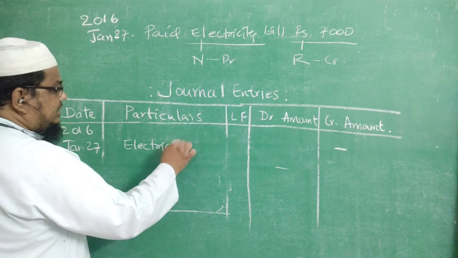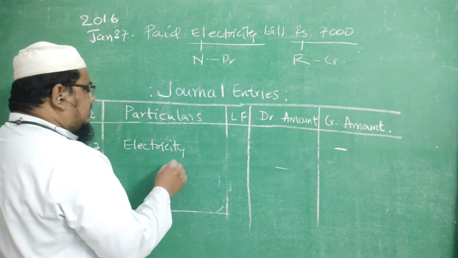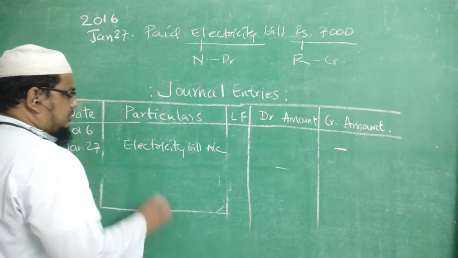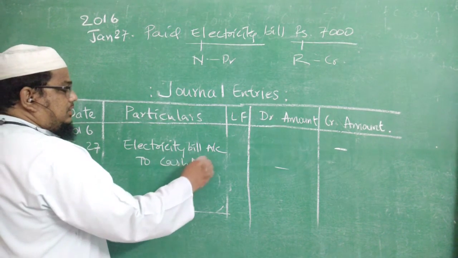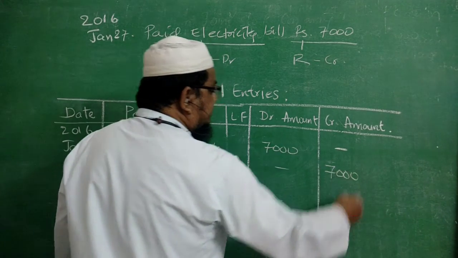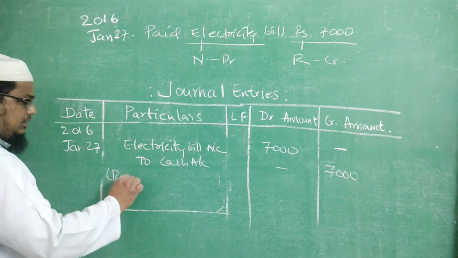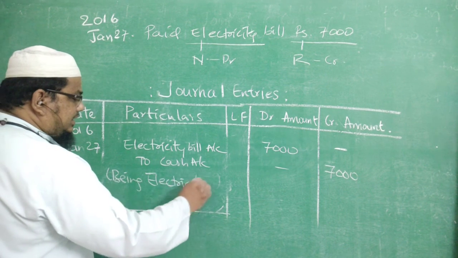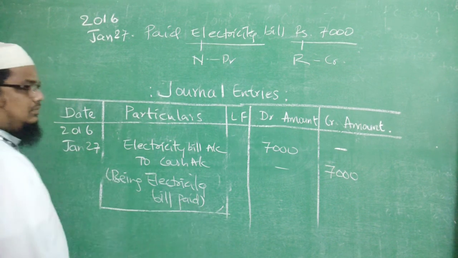Okay. So January 27, here electricity bill, or you can write electricity expenses account, to cash account. Okay, 7,000. Here, being electricity bill paid. Okay.